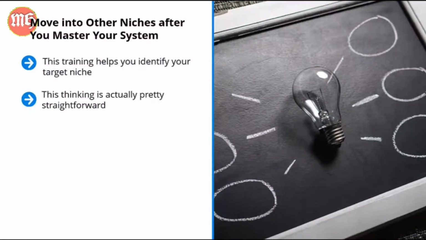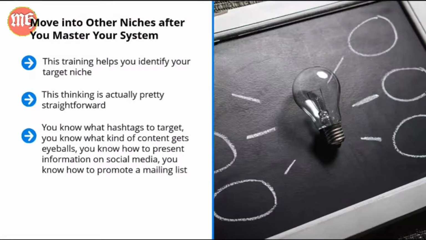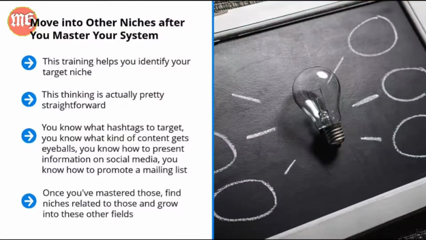Instead of just one stream of cash, you build many different streams of cash based on the system that you mastered. You know what hashtags to target. You know what kind of content gets eyeballs. You know how to present information on social media. You know how to promote a mailing list. These and many others form part of your system. It really would be a shame to restrict that system to just one niche. Once you've mastered those, find niches related to those and grow into these other fields.